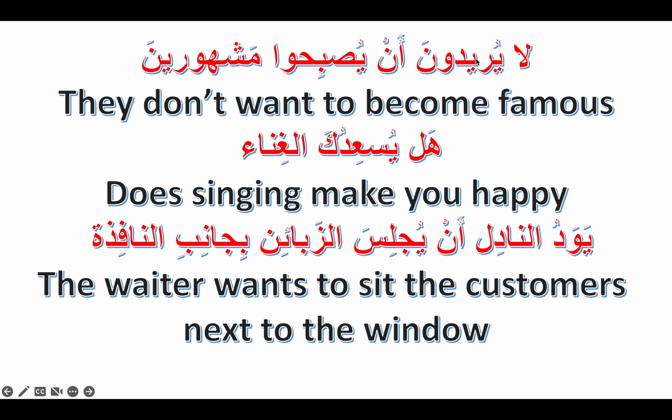This is when there is a verb in form 4 and one of the middle root letters is either a waw, alif or a ya. And then an, they don't want to become famous. After an, the verb has to go into the subjunctive. So يصبحوا, not يصبحون. مشهور is famous.